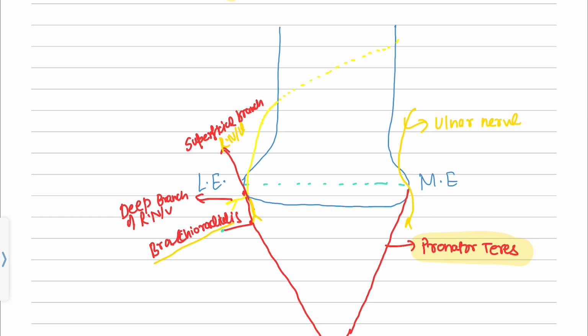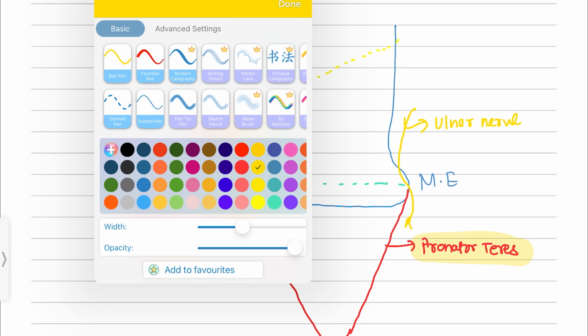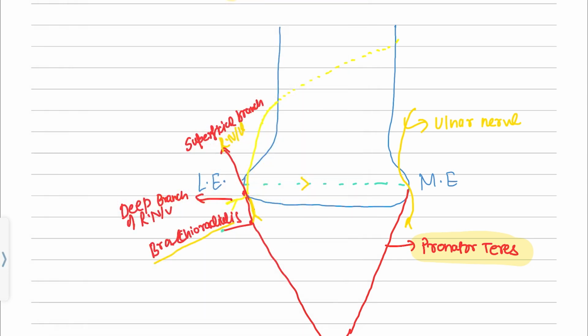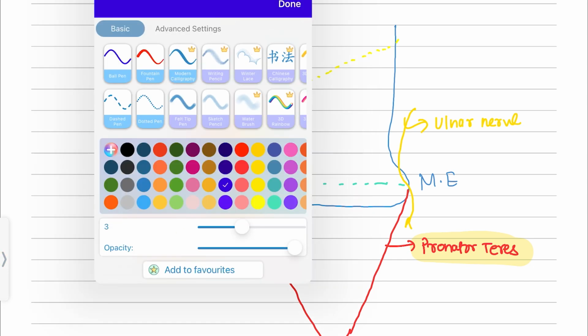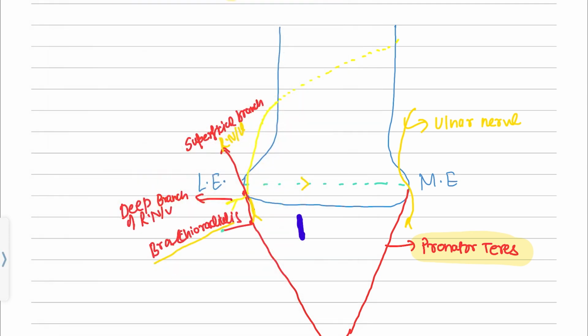Let us move laterally to the medial part. Let me use another color. Let's imagine this as the tendon. This is the tendon of the biceps brachii.